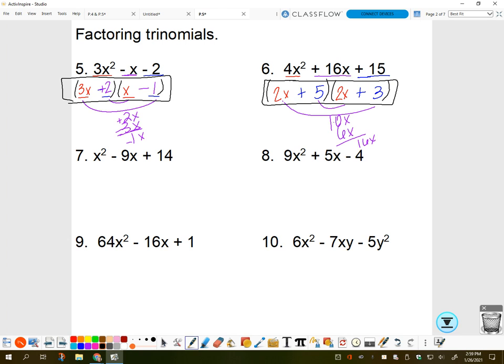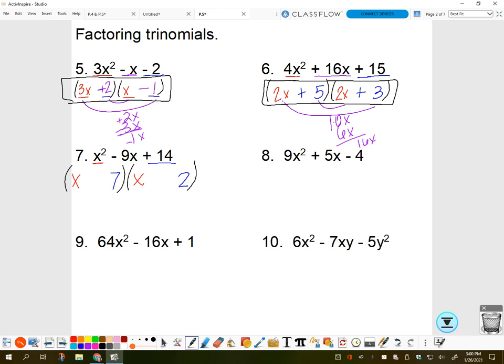All right, number 7. We know we need 2 parentheses. These are the easy ones because we know it's x and x. There's no other choice. All right, for 14, you do have choices. 1 and 14 are 7 and 2. But if these numbers are 1s, then you just think about the factors of this guy that are going to give you this guy. So 7 and 2.